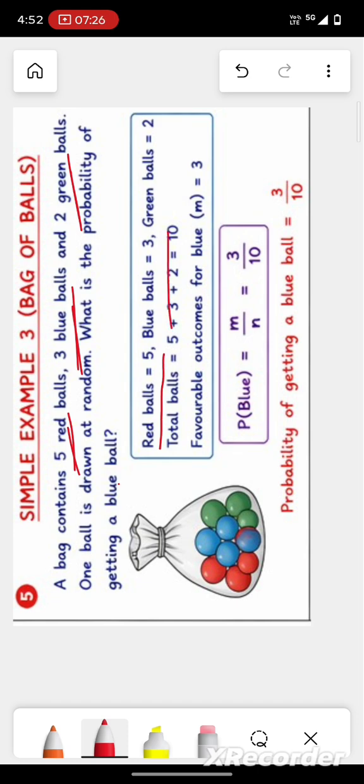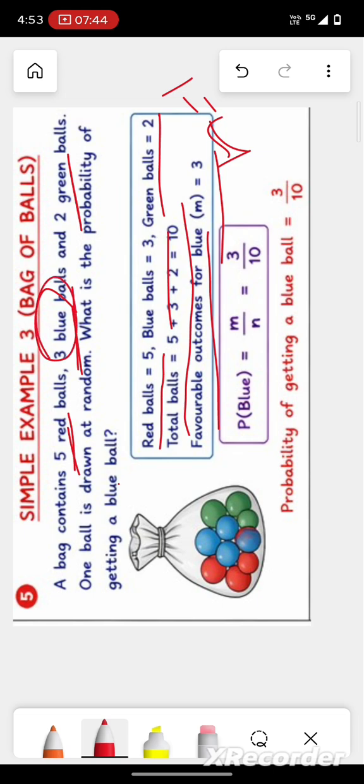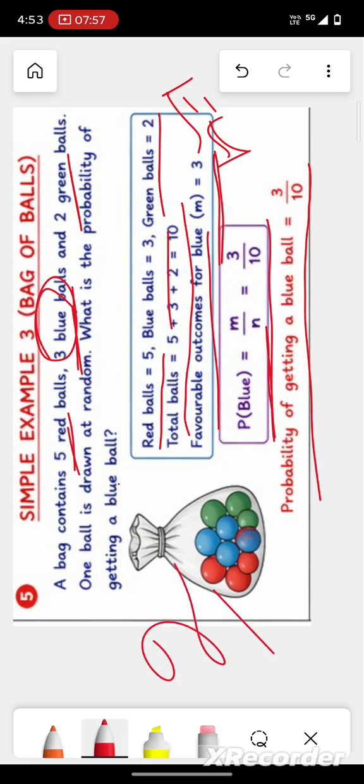Red balls 5, blue balls 3 and green balls 2. Total number of balls is 10. Total number of outcomes N is equal to 10. And favorable outcomes M is equal to the number of blue balls. How many blue balls do we have? 3. Favorable outcomes is 3. Then the probability of getting a blue ball is 3 by 10. From this question, the probability of getting a green ball is 2 by 10, and the probability of getting a red ball is 5 by 10.